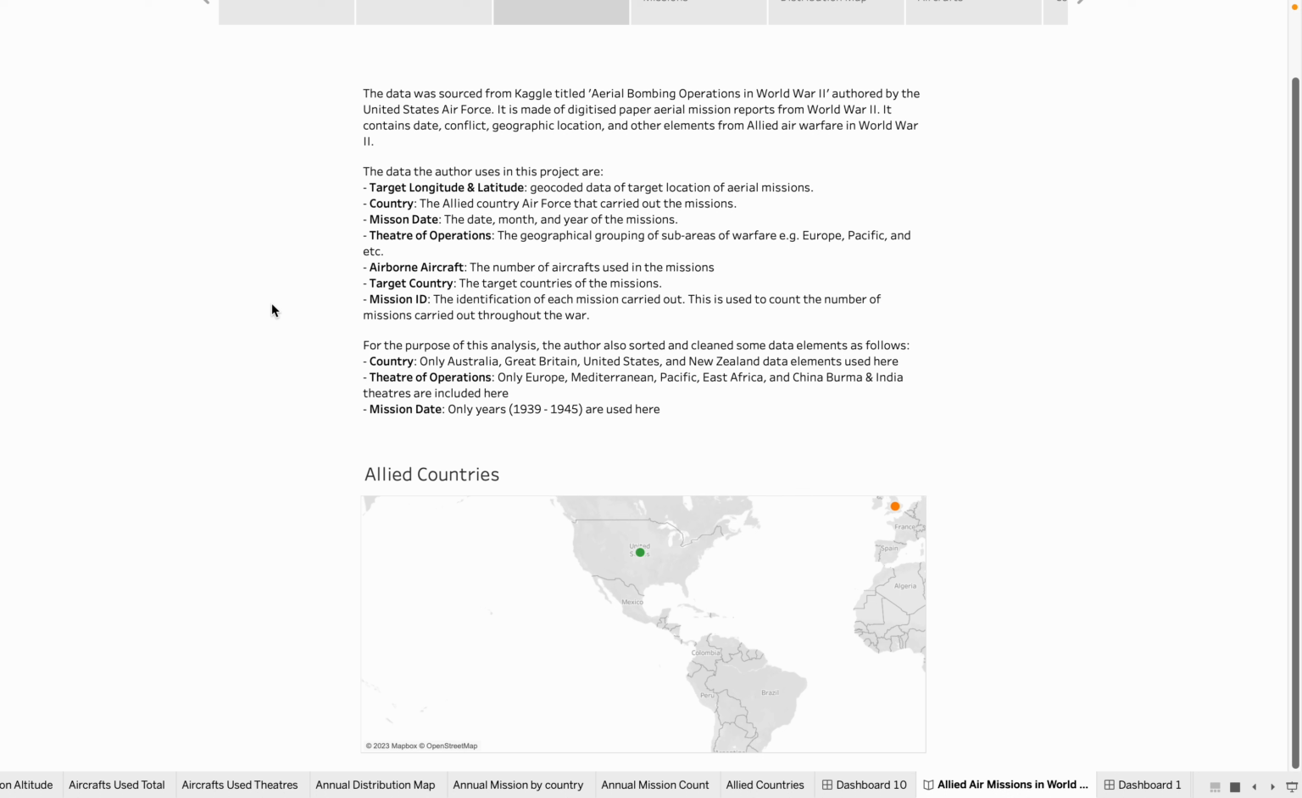And we also stored and cleaned some data elements as follows. So country will only use Australia, Great Britain, US, and New Zealand data elements. The theater of operations will only include Europe, Mediterranean, Pacific, East Africa, and China, Burma, India, or CBI. And the mission date will only use the years and months from 1939 to 1945. We're not going to talk about the exact date and day or the weeks.